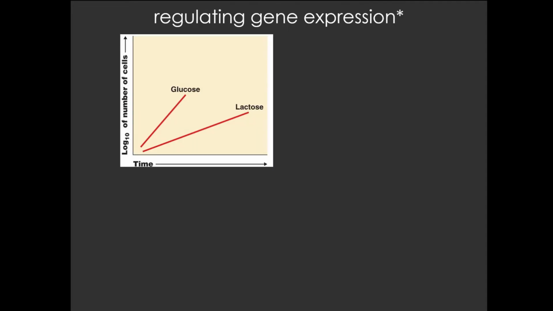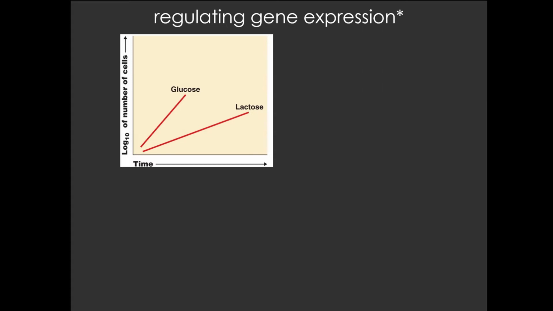One example of the regulation of gene expression can be found with the metabolism of two sugars, glucose and lactose. As you can see from the graph, when cells are grown with glucose, they grow more quickly than when cells are grown with lactose. You can tell that by looking at the slope of the curve, where the number of cells over time increases much more quickly when glucose is consumed than when lactose is consumed.